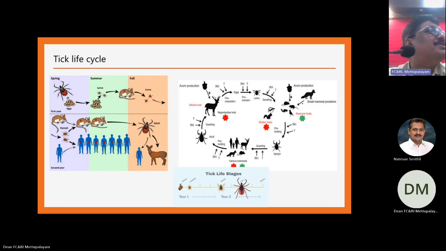Any zoonotic disease you take, people are now fanatically studying the disease ecology of that particular disease. And we find that this has direct bearing like this. If you have enough dilution hosts in your forest, the chances of this particular disease spilling over to humans are rare, because even if the tick bites you, it may not carry the bacteria. So that's another example of how biodiversity plays a role.